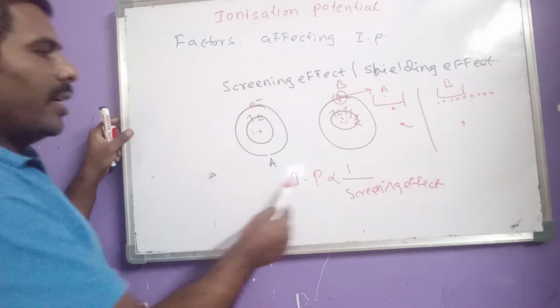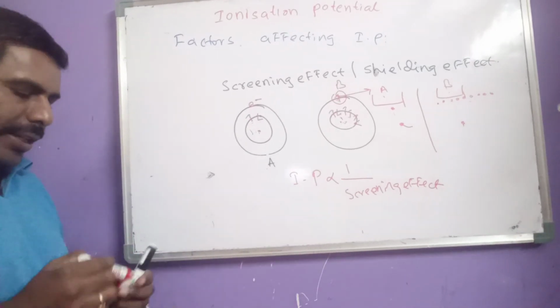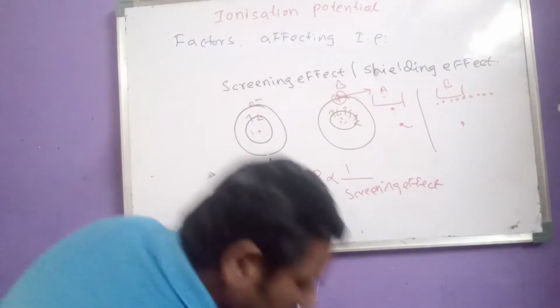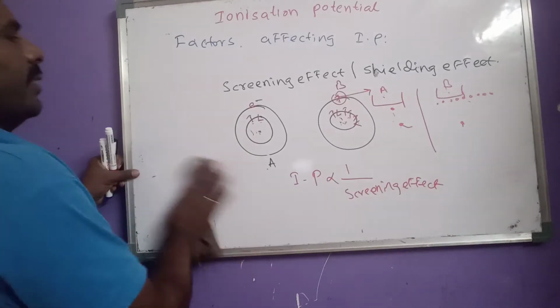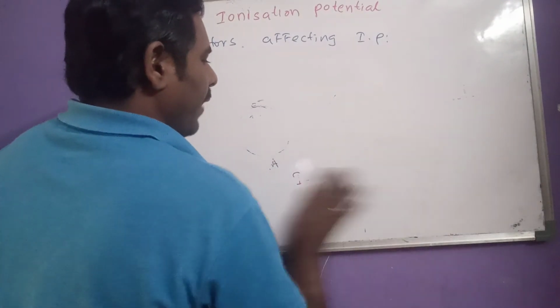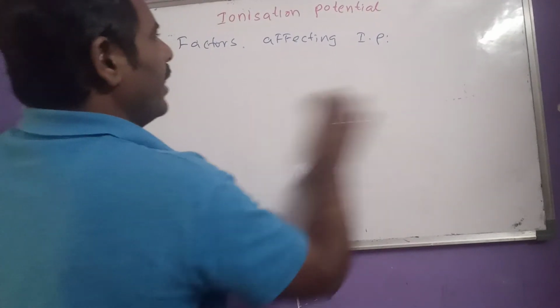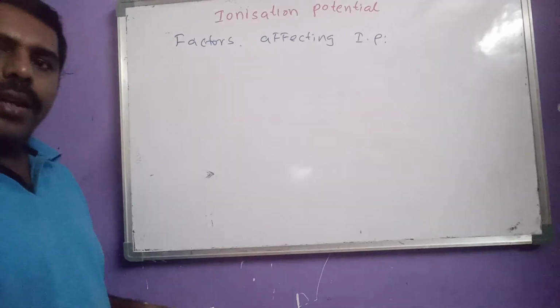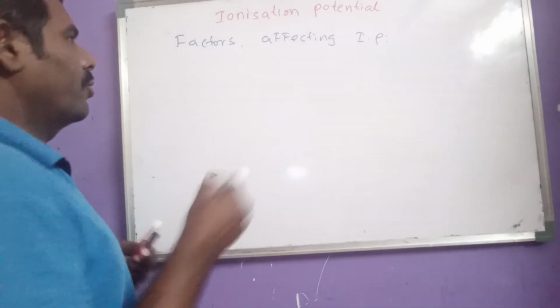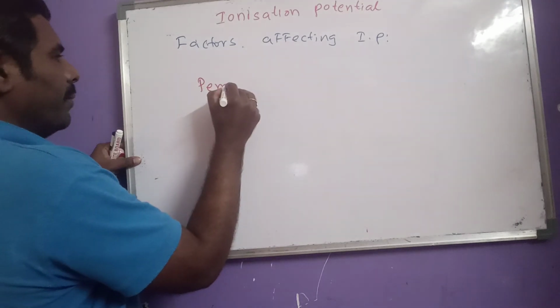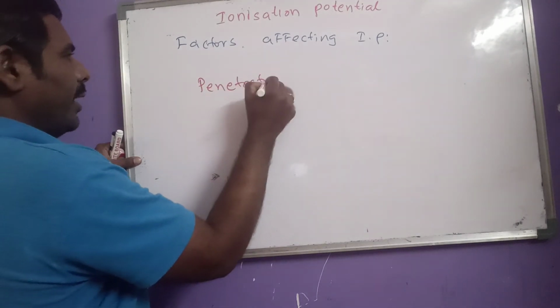So like that, as the screening effect increases, ionization potential decreases. This is another effect which affects the ionization potential. So this is the screening effect. Now let us see another one also here. What is that? Penetrating power. What is penetrating power?